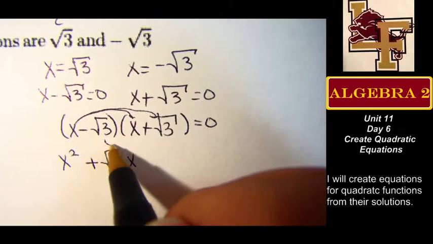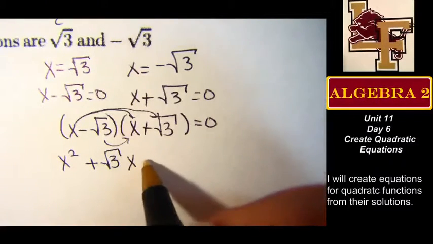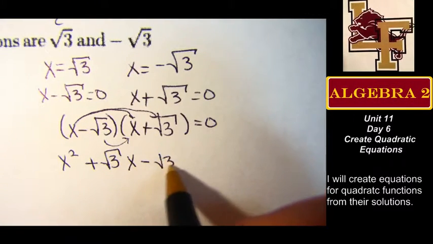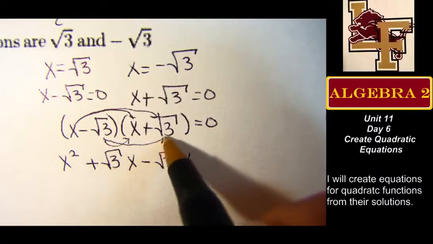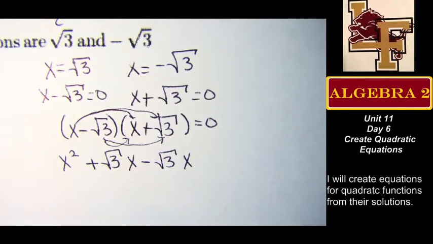Yep. Negative square root of 3 times x is negative square root 3 x. Negative square root 3 times positive square root 3. Negative square root, they cancel, negative the square root of something.